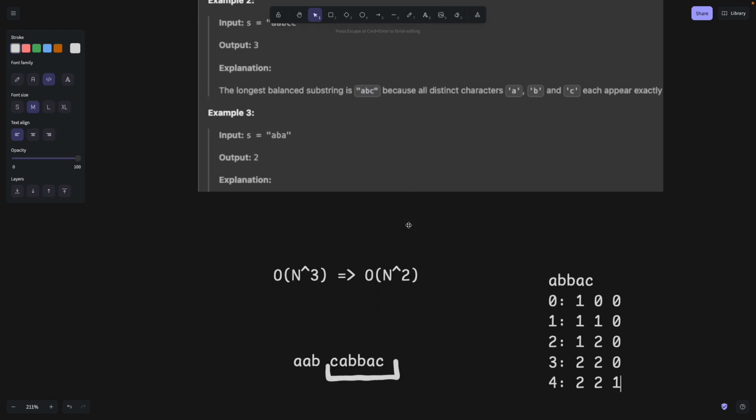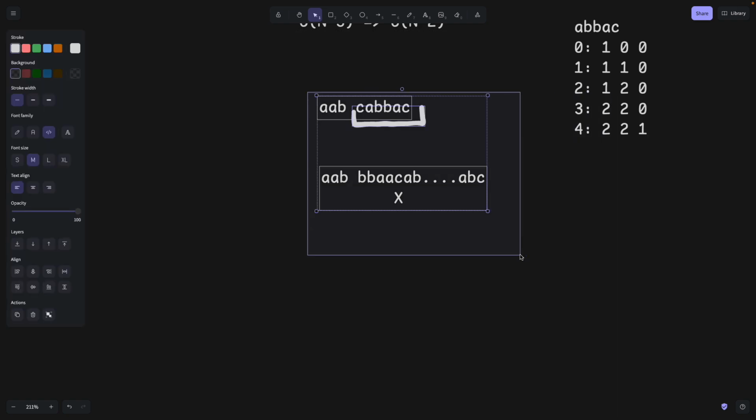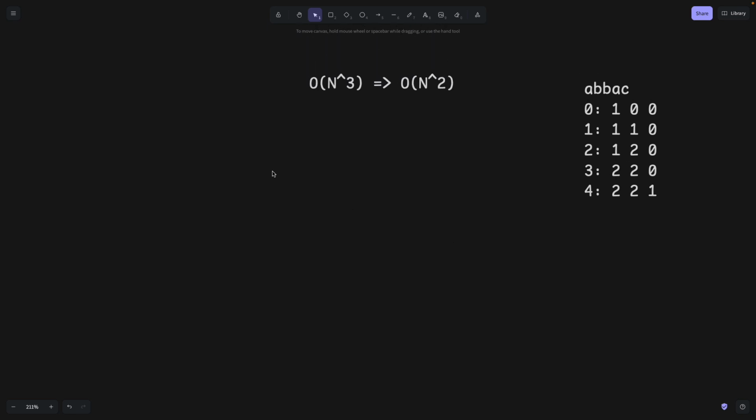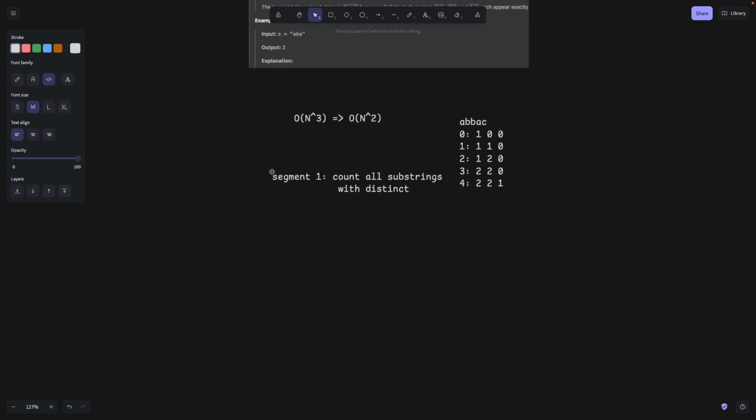Second segment would be, so let me write it over here. Segment 1 is count all substrings with distinct character as 1.